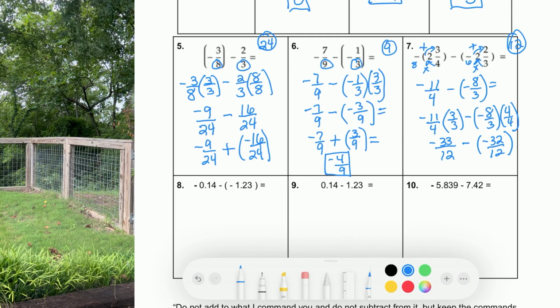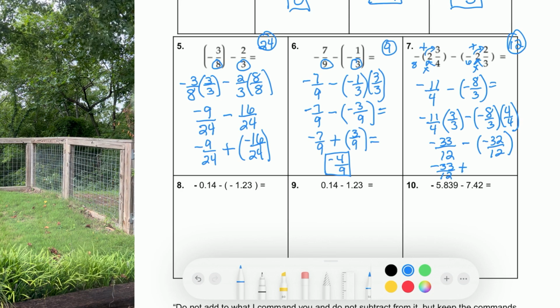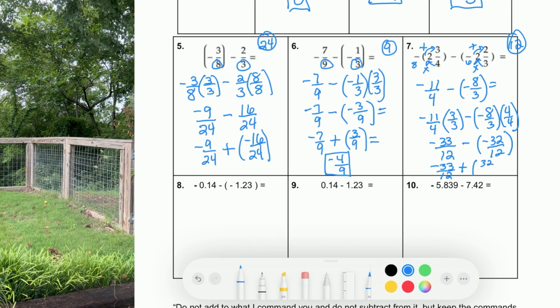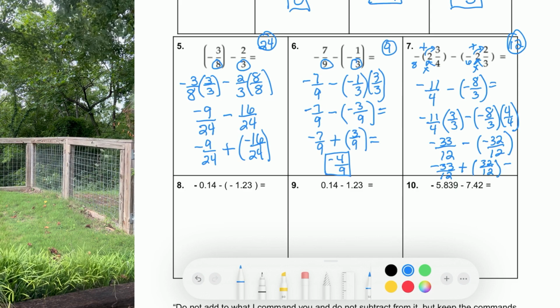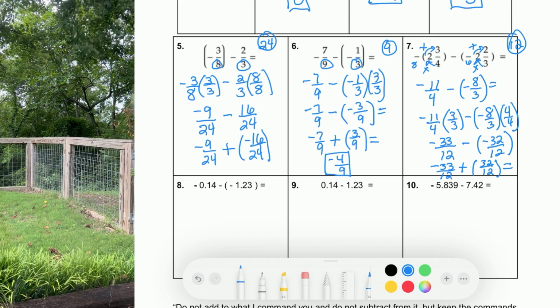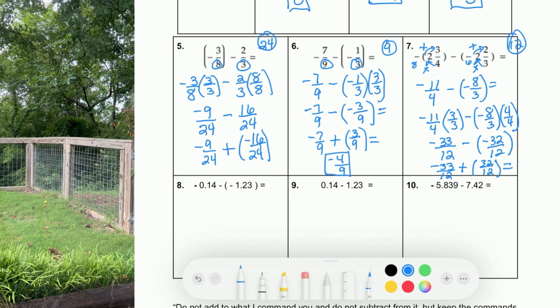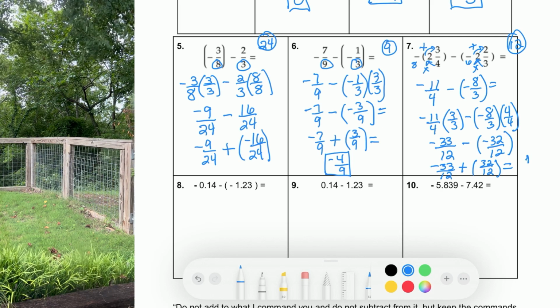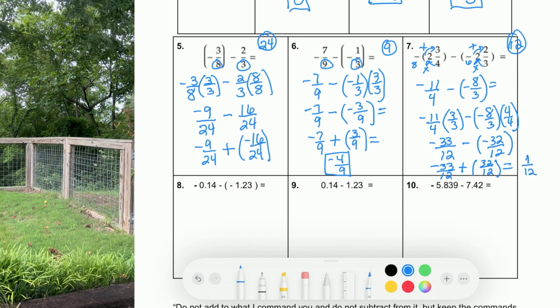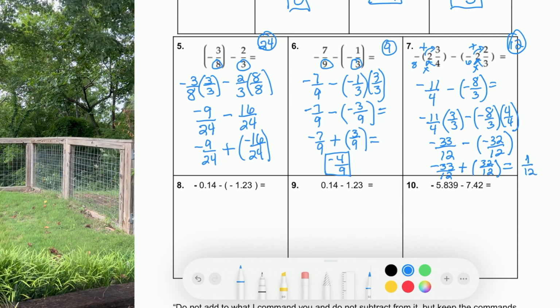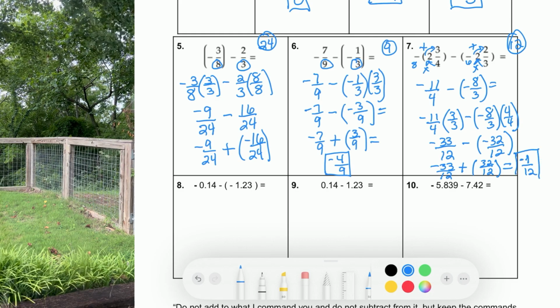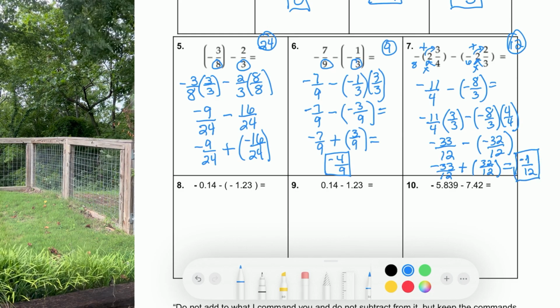Now I will do the keep it. I'm running a little bit out of room. Plus, so I kept the first one, changed minus to plus, and changed the second one to positive. Okay, so we have a negative number and a positive number, which means we take the difference, which is 1/12. Keep the sign of the larger, which is the 33, so our answer is negative 1/12.